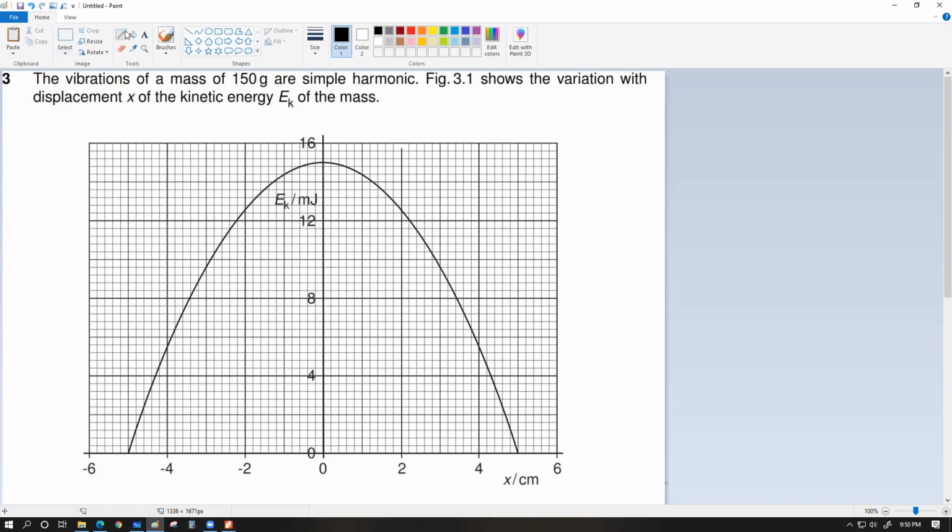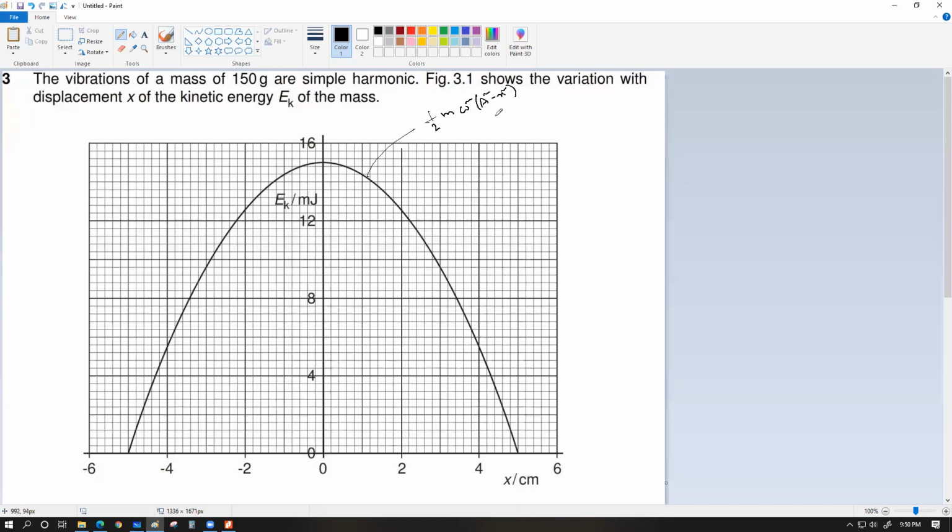Try to understand that. What is the defining equation of this curve? The defining equation of this curve is half m omega squared times a squared minus x squared. This is the kinetic energy curve. That's the expression for this curve.